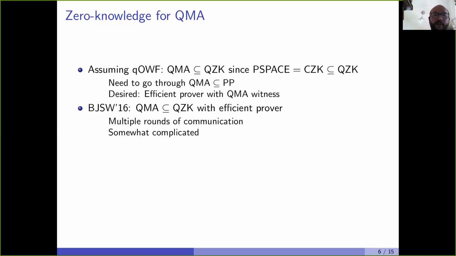More recently, in this work of Broadbent, Ji, Song, and Watrous, they show that we do have quantum zero knowledge protocols for QMA, where now the prover is polynomial time, given that the prover is provided the quantum witness. So the idea here is that a third party gives the prover the quantum witness of the QMA problem, and after that, the prover should run in polynomial time. Although they show a protocol with these properties, their protocol is rather complicated, and it has multiple rounds of communication. And it is not as simple as the zero knowledge protocols for NP, such as the coloring one that is known as a commit and open zero knowledge protocol.